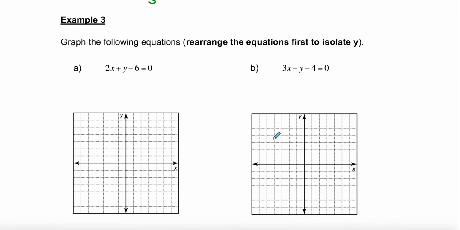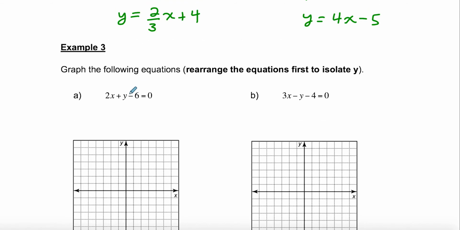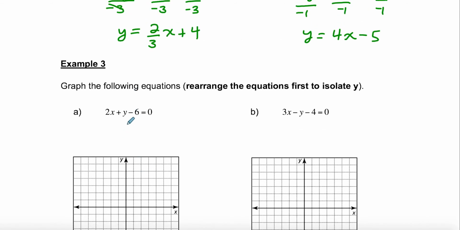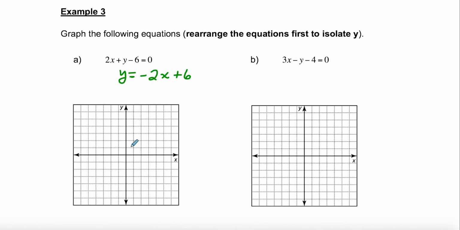Example 3, graph the following equations. If you're asked to graph something, a lot of students will say, okay, look at this equation, I don't know how to graph it. So when I look at this, I want to write it in the way that I'm used to seeing these equations. Slope-intercept form would look like this: y = -2x + 6. Then I know how to graph it. So 1, 2, 3, 4, 5, 6. I know that's my y-intercept. Down 2 over 1, down 2 over 1. I can actually graph this line because I rearranged it.